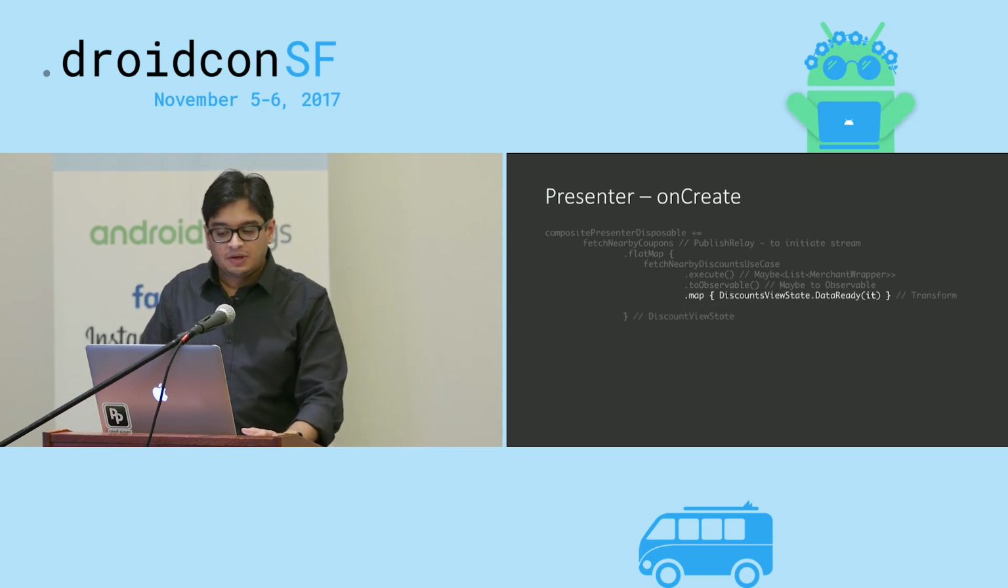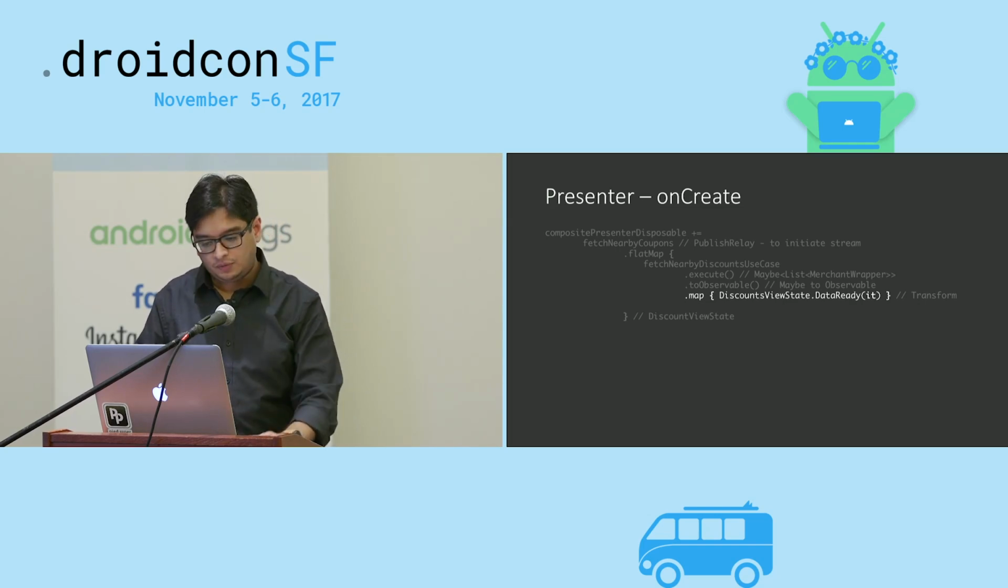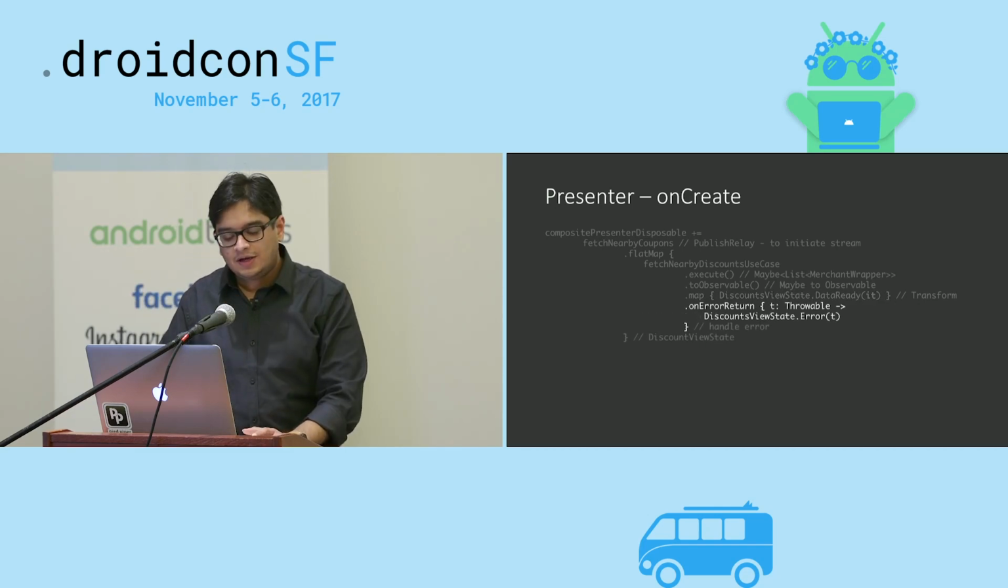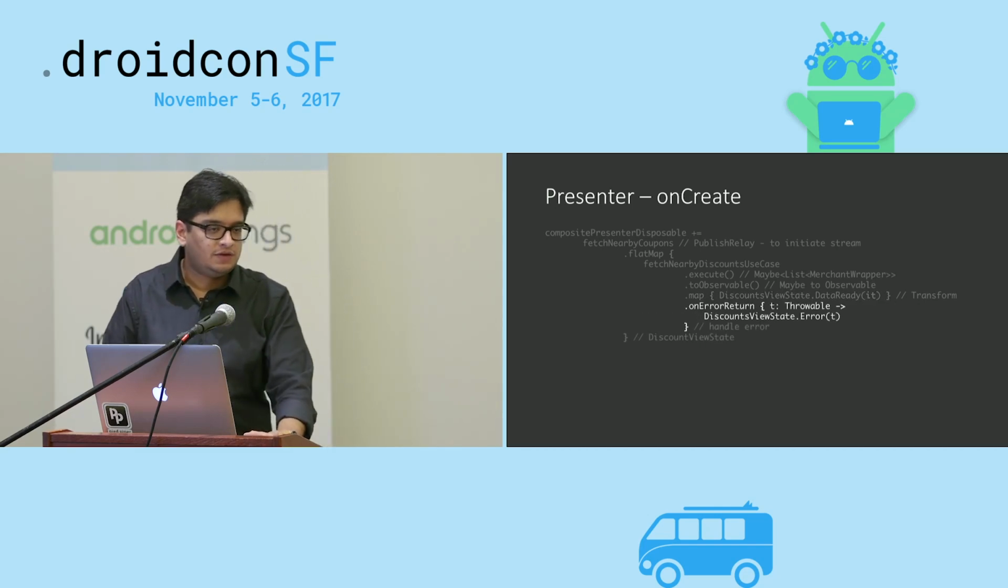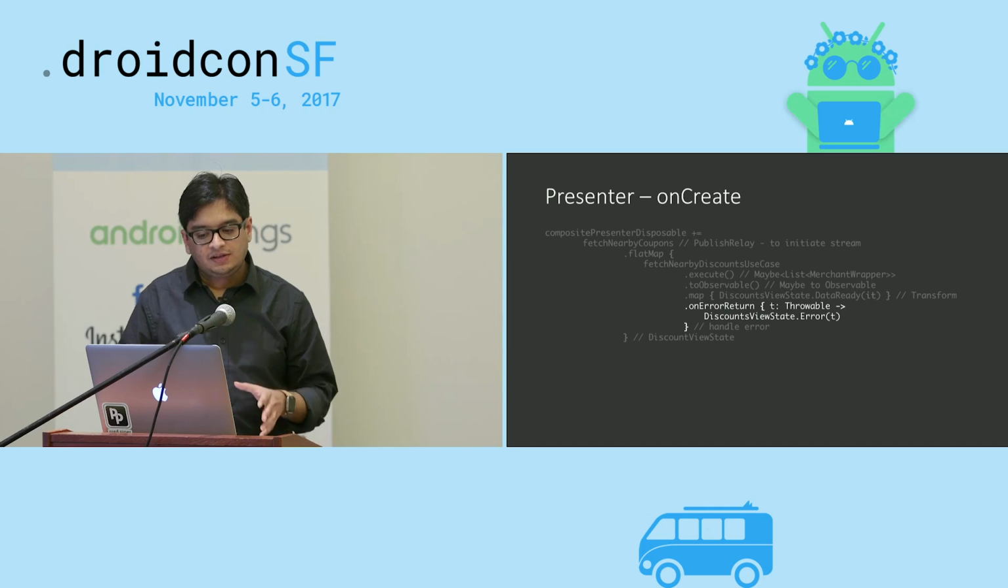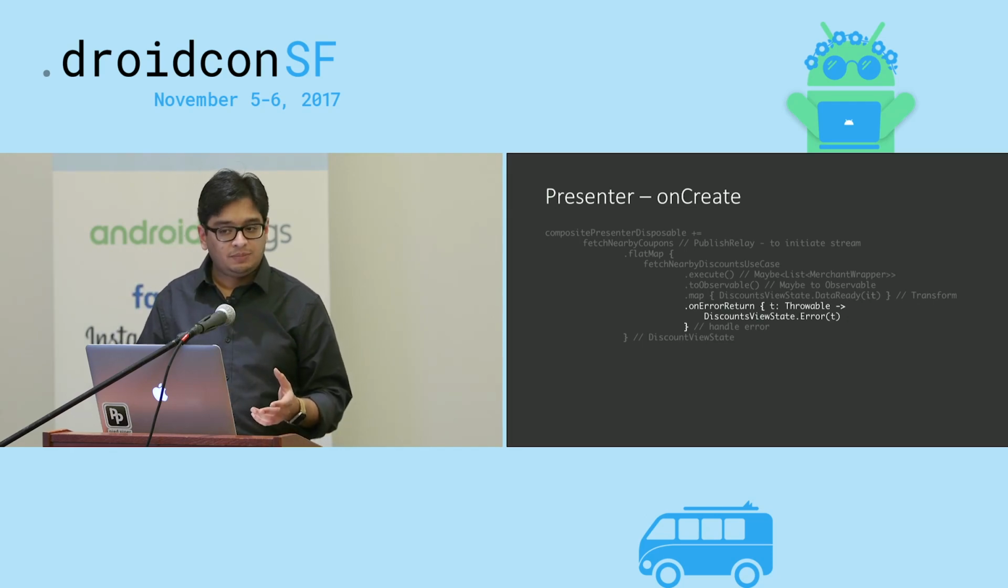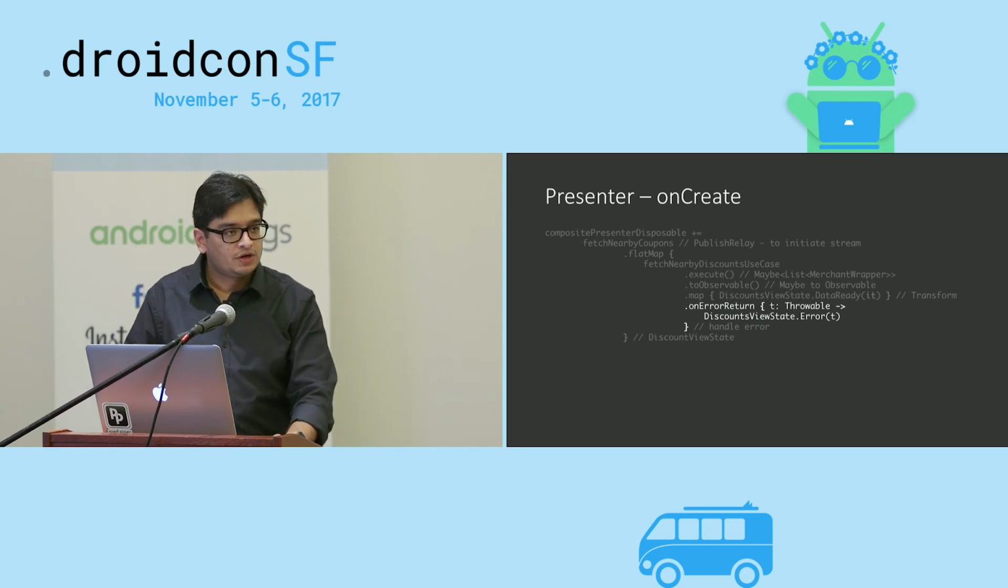Map operator does a simple transformation, converting the list of merchant wrapper to whatever it wants to do. On error return is the try catch of RxJava, wherein if anything were to go wrong in making the API calls through the use cases, it is going to boil down to the on error, and will catch the exception and eventually update the UI with the discount view state of an error.